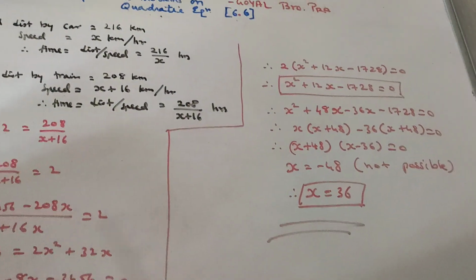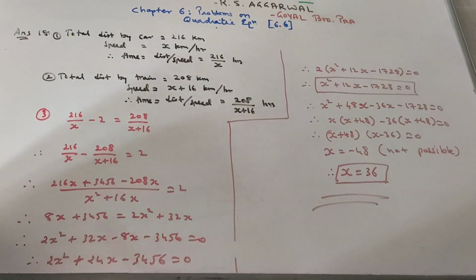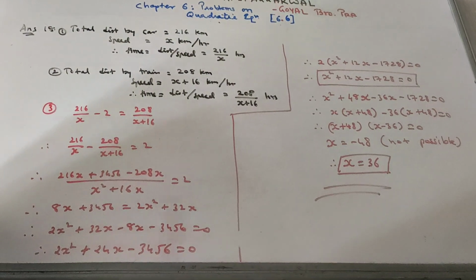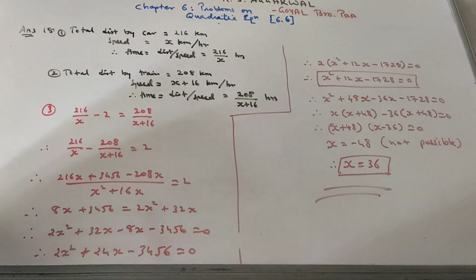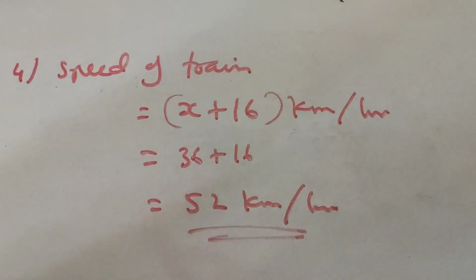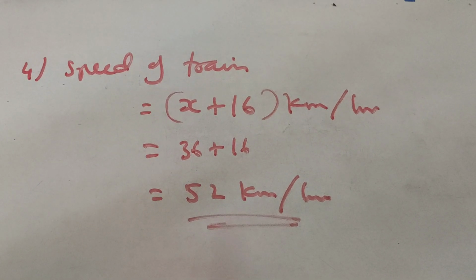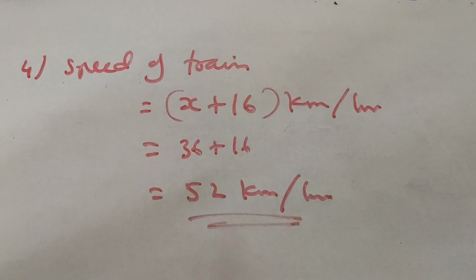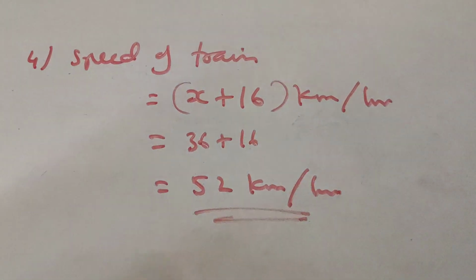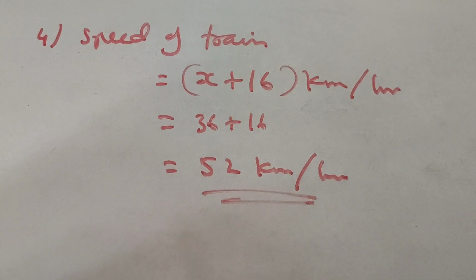So this is how we do the sum. If you try to analyze and if you understand the language of the question, then it becomes really easy. Go step by step and try to understand. Let us move on to sum number 19. Sorry, question number 4 is still remaining. Speed of the train is equal to x plus 16 kilometers per hour. Therefore x we got 36, so 36 plus 16, it is 52 kilometers per hour. I hope you understood the whole sum, sum number 18. We'll switch on to sum number 19.